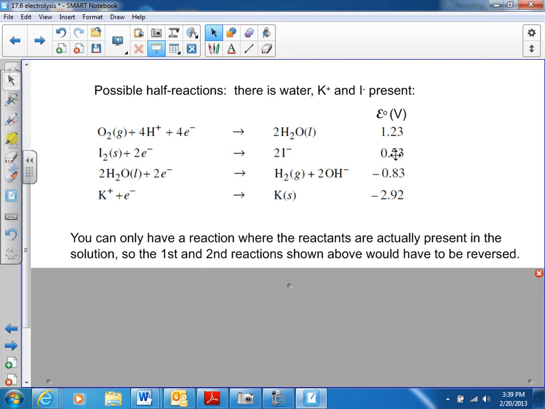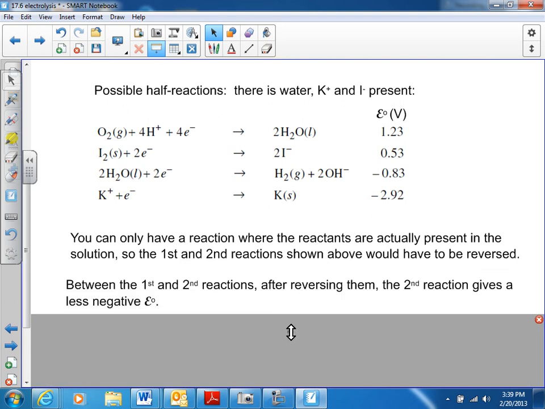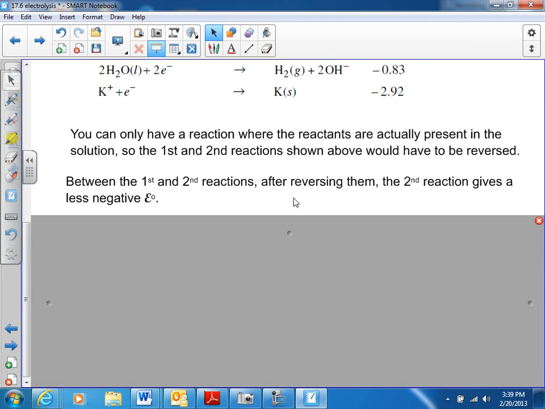So we would change the signs of the E0s, and we pick the least negative. This reaction gives us the least negative. So that will be one of our half reactions. The other 2 reactions we do not reverse. We have to pick which one it will be. And between these 2, this one is more positive or less negative. So that will be our reduction reaction.